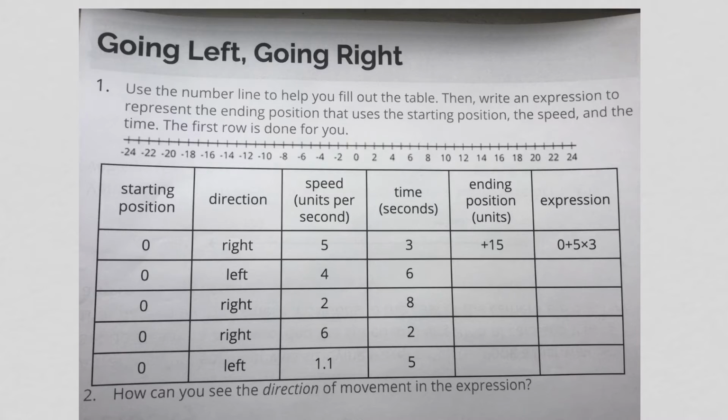Going left, going right. Use the number line to help you fill out the table. Then write an expression to represent the ending position that uses the starting position, the speed, and the time. The first row is done for you. Now looking at our number line, you can see that when we are moving right on our number line, we are going in a positive direction. And when we are going left on our number line, we are going in a negative direction.